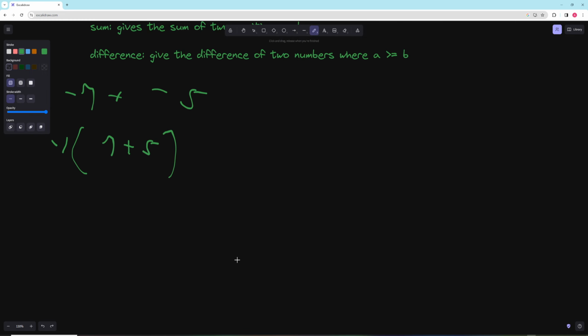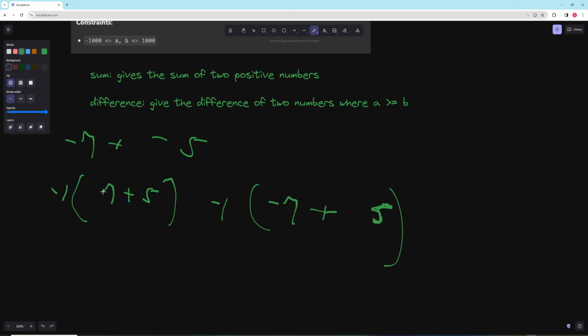Or if we had one positive and one negative, let's say we had this. So we're going to have two cases here. We're going to use difference, and we're always going to want a difference where a is bigger than b, because we want a positive result. The way to do this one would be to multiply by -1, and then you multiply by -1 again to get the result. That is also pretty straightforward.